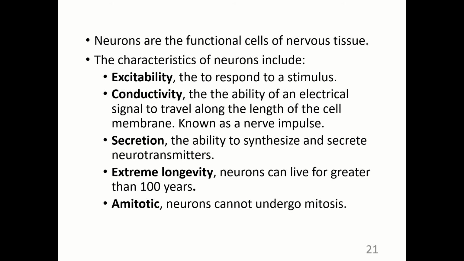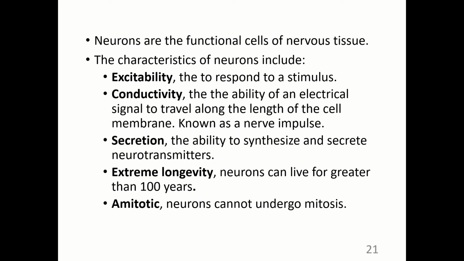Neurons are the functional cells of the nervous tissue. The characteristics of neurons include excitability, conductivity, secretion, extreme longevity, and being amitotic. Excitability is the ability to respond to a stimulus. Conductivity is the ability of an electrical signal to travel along the length of the cell membrane. This is known as a nerve impulse.